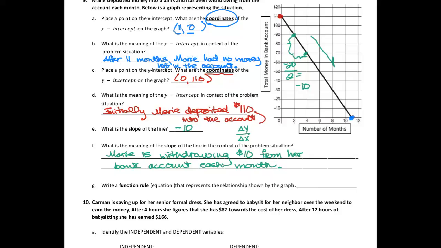And finally, letter G, write a function rule or an equation, also known as an equation, that represents the relationship shown by the graph. All right, y equals mx plus b. This is a line. So we have y equals, what kind of slope is this? Positive, negative? Definitely negative. Yes, good. And we said the slope was negative 10.